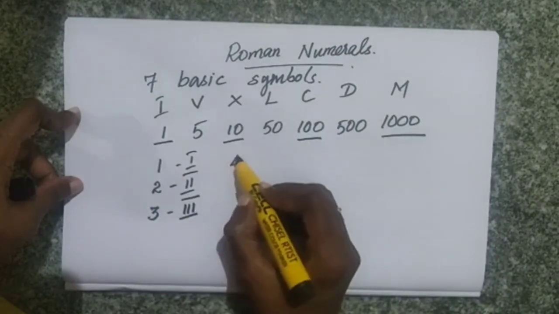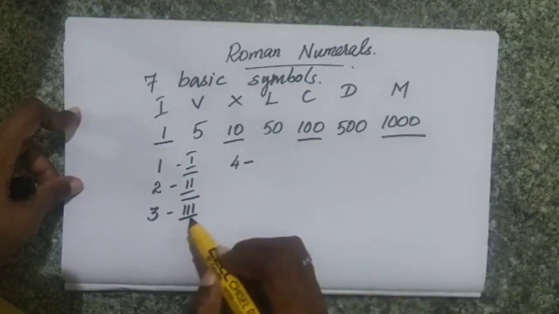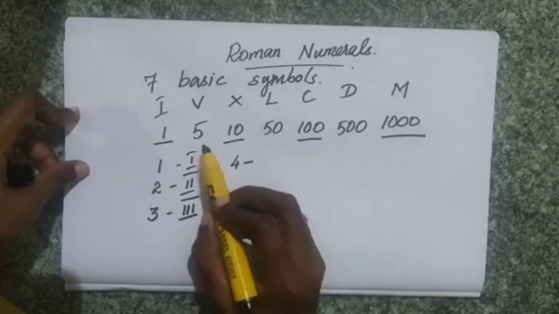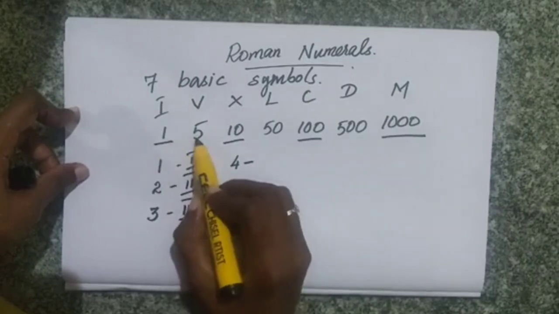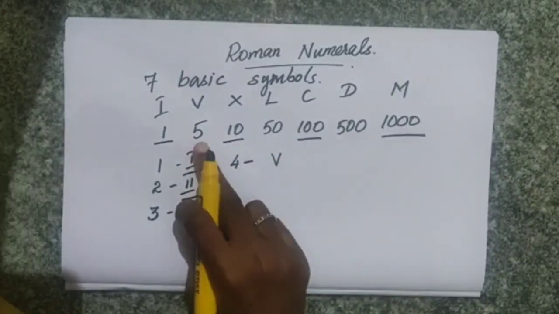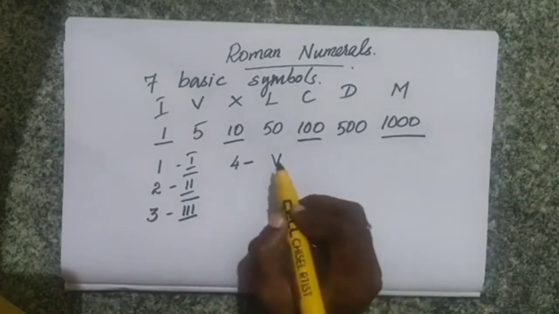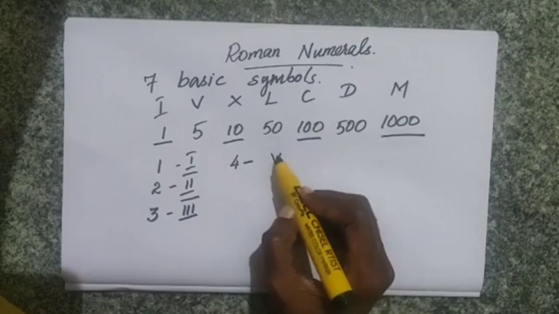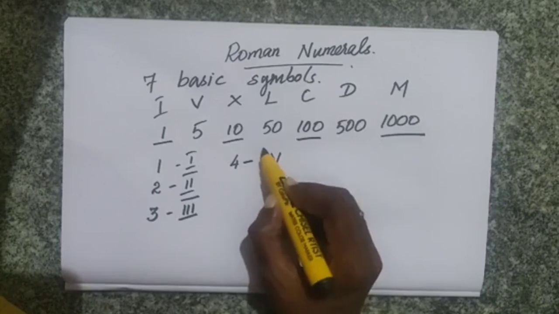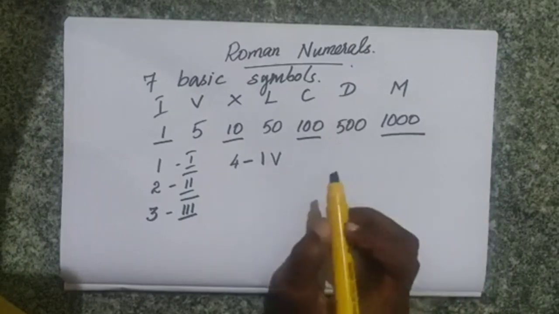Okay, now for 4, you know the rules. This symbol cannot be repeated 4 times, so you cannot write 4 ones. So what do you have to do? You have to go for the next highest one. So after 1, the highest one is 5. For 5 it is V. So from 5, if you minus 1, you will get 4. So to minus, I told you the smaller numeral must be on the left side. So on the left side of 5 we put I. So for 4 the Roman numeral is IV.